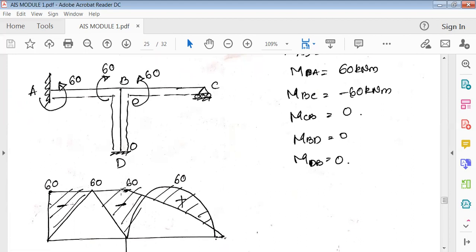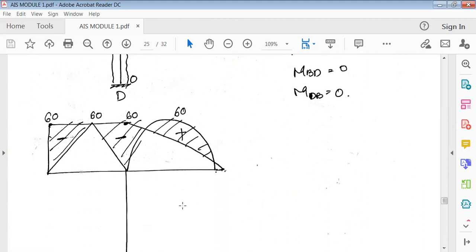In this case it happens to be straight. All the values are 60. So just shade this. Whatever is inside is all negative. Whatever falls outside this line becomes positive bending moment. All right, this is how you calculate.